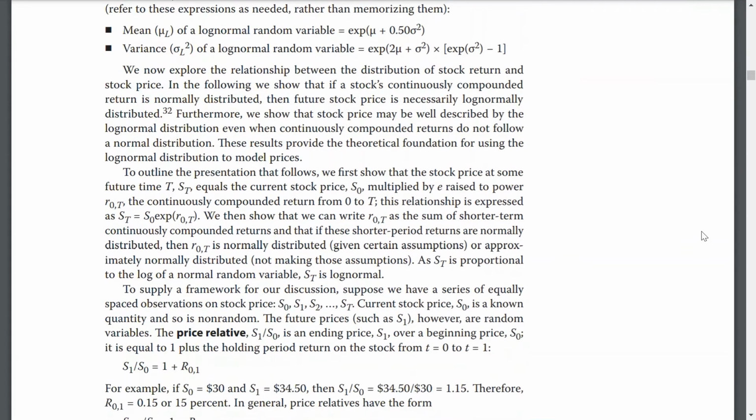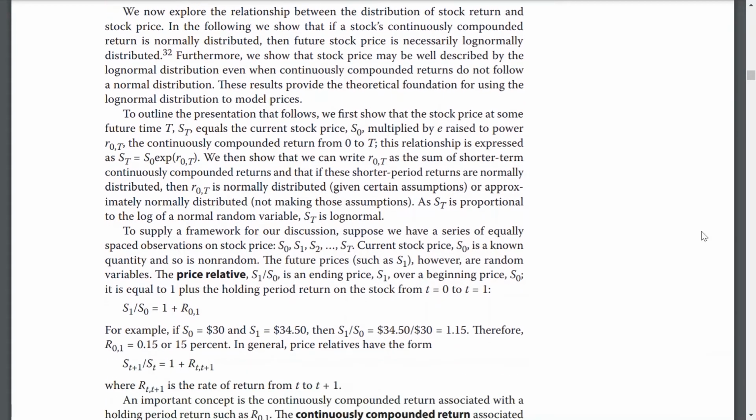We now explore the relationship between the distribution of stock return and stock price. In the following, we show that if a stock's continuously compounded return is normally distributed, the future stock price is necessarily log normally distributed. Furthermore, we show that stock price may be well described by the log normal distribution even when continuously compounded returns do not follow a normal distribution. These results provide the theoretical foundation for using the log normal distribution to model prices.